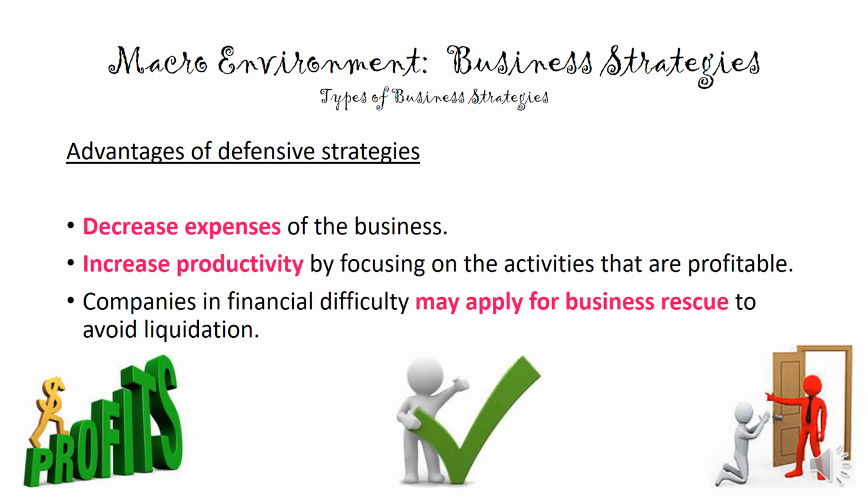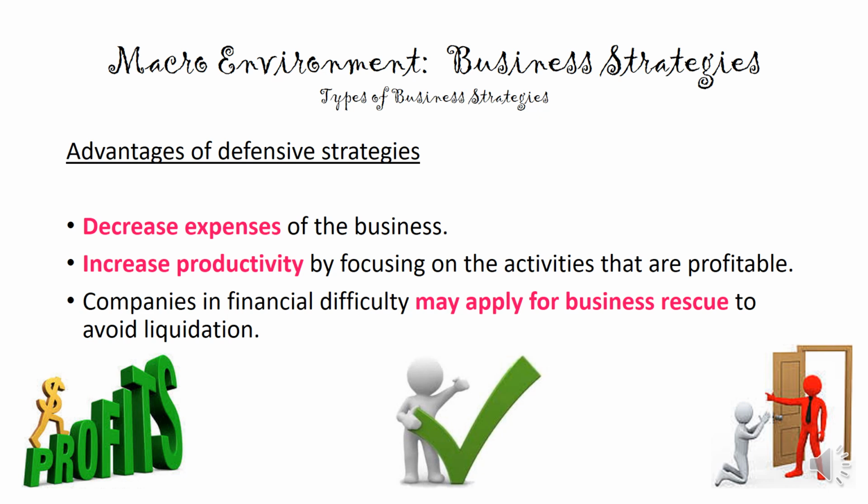Right, the advantages of defensive strategy. Obviously, if they are successful with retrenchment, for example, it can decrease the expenses of the business. Okay, so if we can decrease our production cost, we might be able to make a small profit again. We can increase our productivity by focusing only on our activities that are actually profitable. Remember, we're closing down product lines that are not very successful, so we are no longer wasting money on keeping those factories operational.